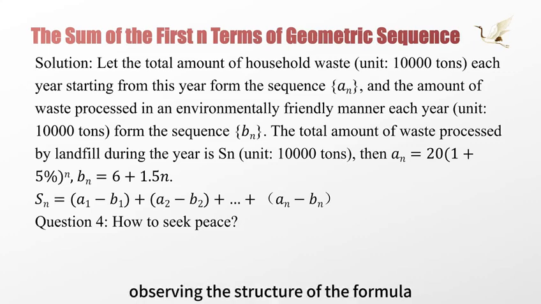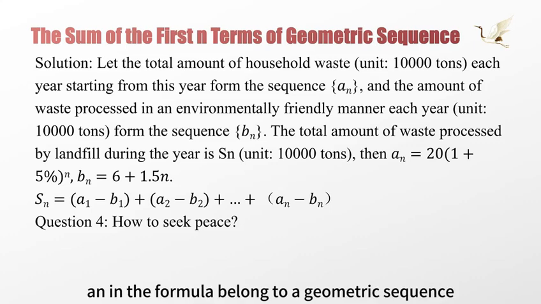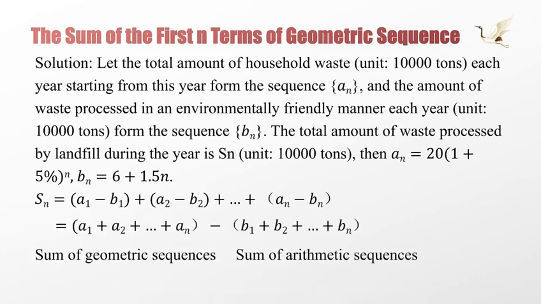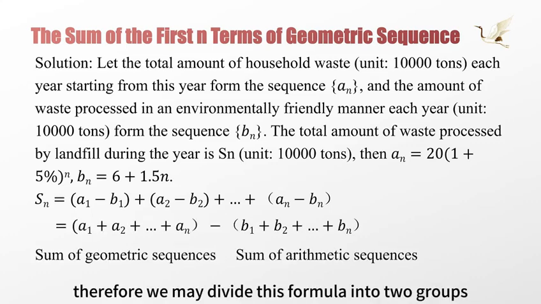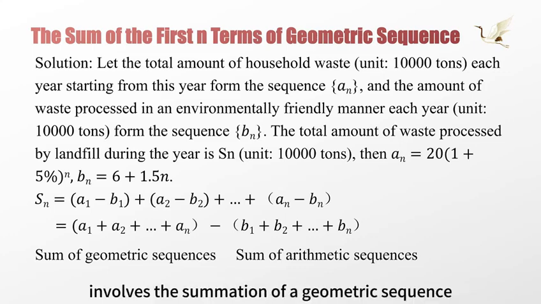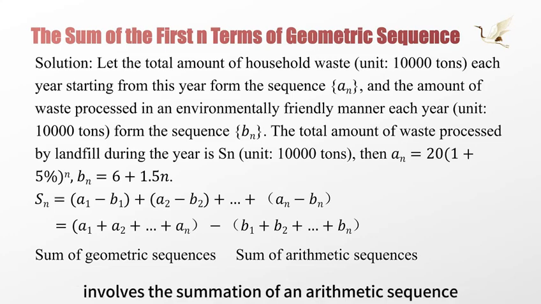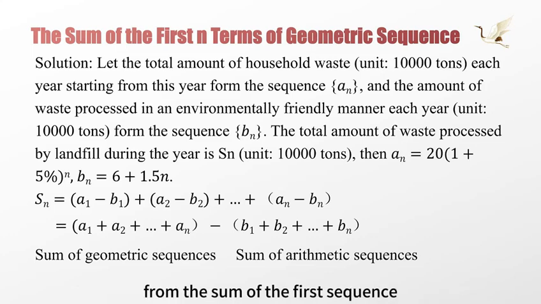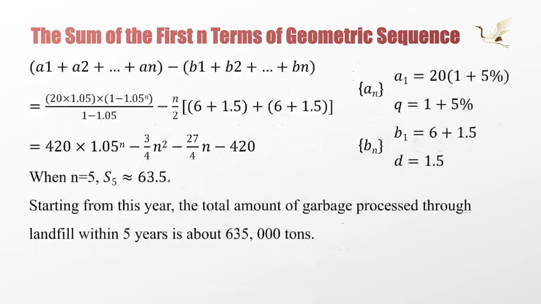Observing the structure of the formula, it is not difficult to find that a1, a2, an in the formula belong to a geometric sequence, while b1, b2, bn belong to an arithmetic sequence. Therefore, we may divide this formula into two groups. The first group involves the summation of a geometric sequence, while the second group involves the summation of an arithmetic sequence. We can obtain the value of Sn by subtracting the sum of the second sequence from the sum of the first sequence. Let's try to calculate it.